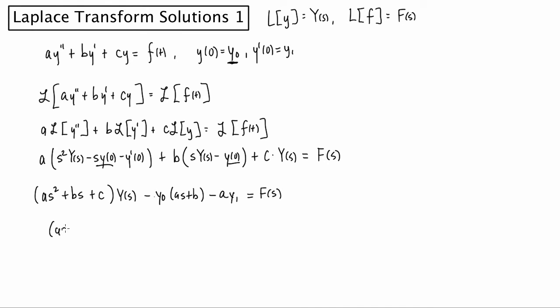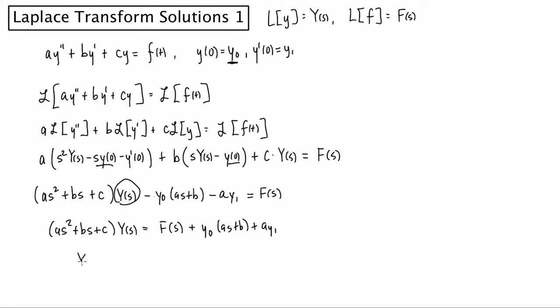So the goal of this process is to solve for Y of s. So I'm going to isolate Y of s on one side by adding over these two initial conditions. I have to remember to call it y naught instead of y at 0, plus a y1.